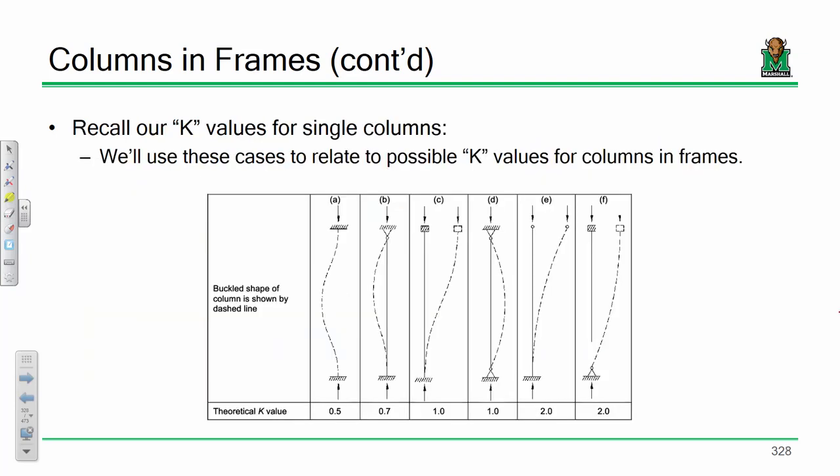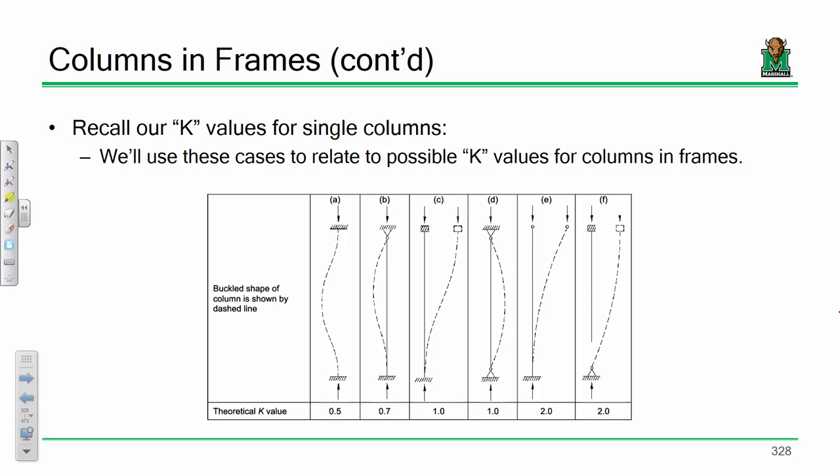Okay. Now, I want to go back to this. So this is the table in the spec that lists K values. And for this discussion, I'm just using theoretical values just so that we can all kind of see what's going on from a theoretical perspective. We're going to adjust what we do to account for real life scenarios here in a second.